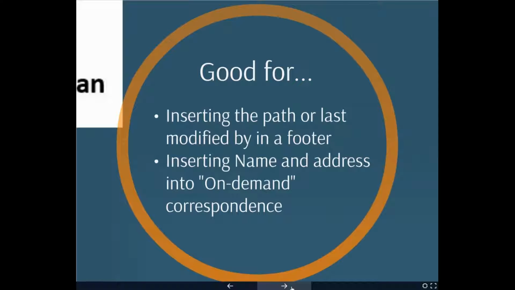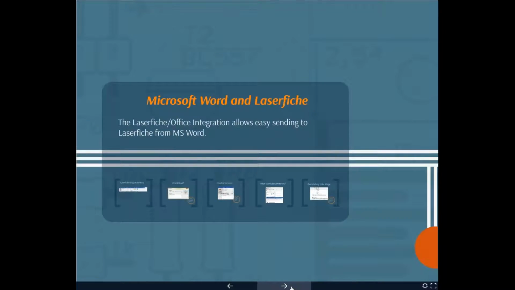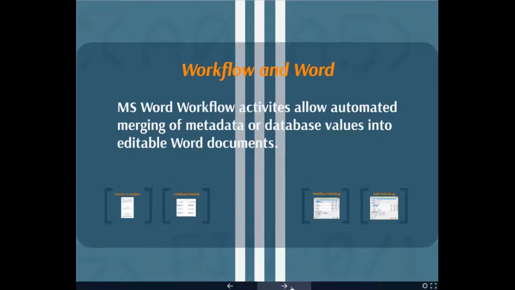Alright, so this is good for inserting path or last modified by in a footer if you need to keep that information available and up to date. Every time you hit refresh on that toolbar, that information is double-checked back to Laserfiche and the most current information is provided. You can use it to insert name and address into on-demand correspondence. So if in Laserfiche you store a Word template or a letter template, and you want to be able to create an on-demand letter, you would be able to do that using metadata update.